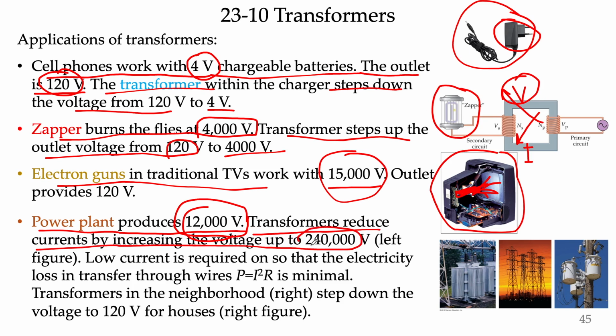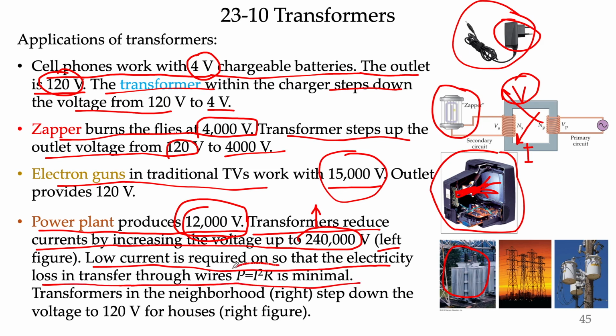So it's almost like 20 volts. The reason that you increase the voltage is because you want to decrease the current. Now I'm going to tell you why you want to do that. Here in the left figure, you see the power plant, which produces energy. You basically increase the voltage to decrease the current. Low current is required so that the electricity loss in the transfer through the wires is minimal.